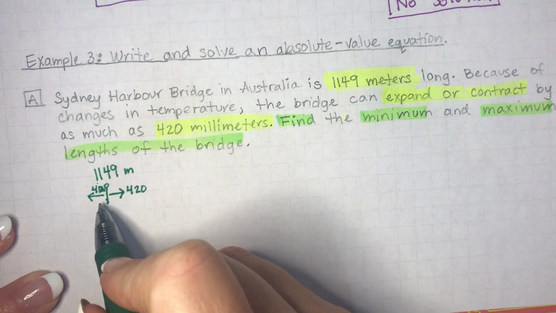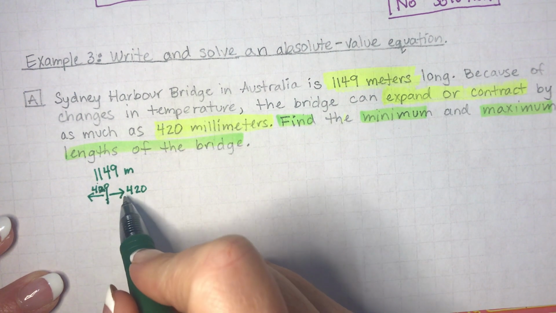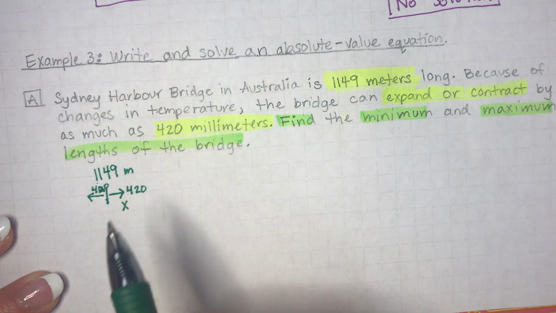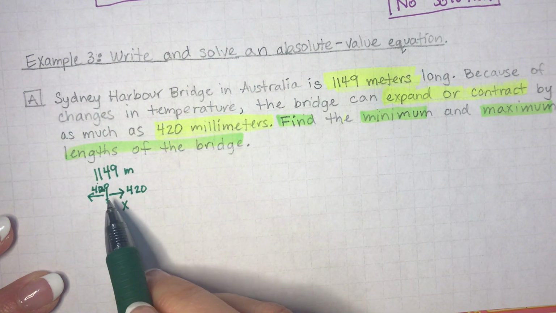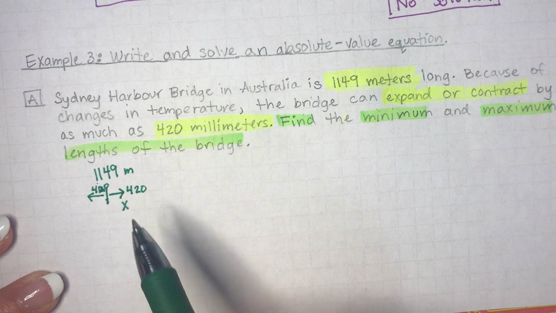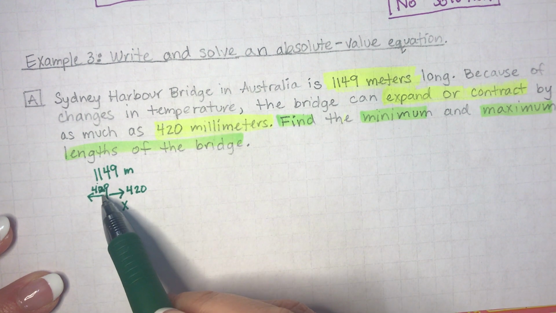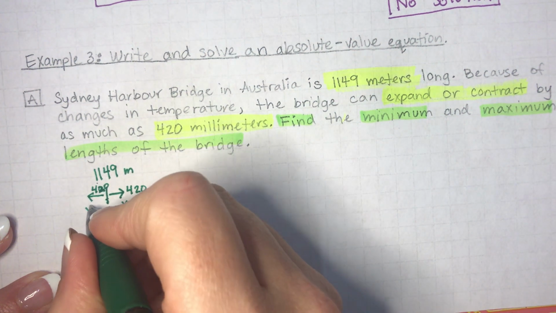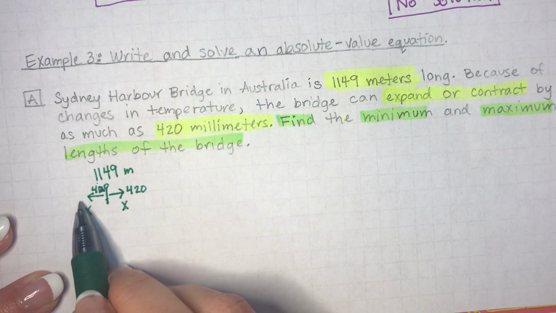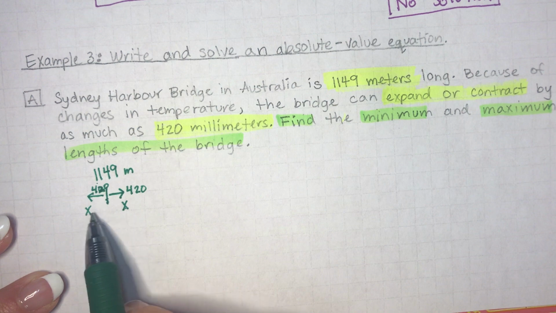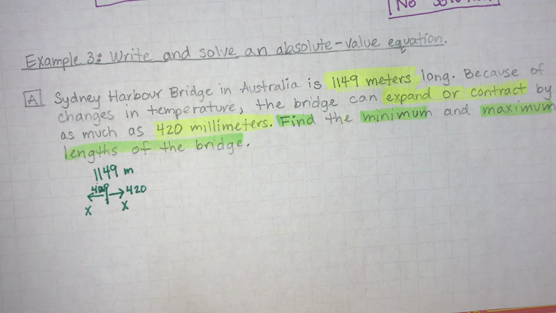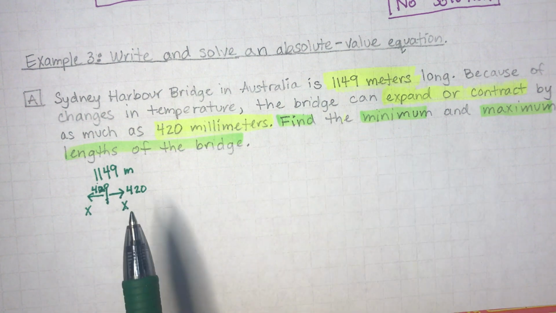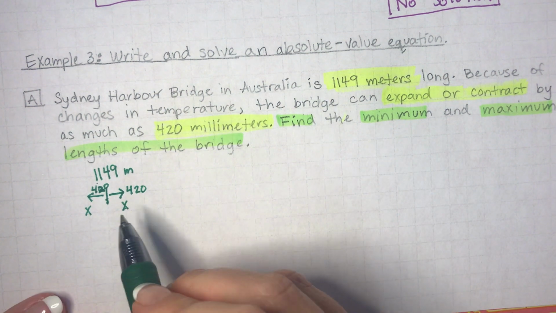Okay, so what happens is we get a new value here. When it expands, we get a new value. We don't know what that value is. We're going to call that x. Well, this would be our max, right? If it goes in the positive direction. And then when it contracts, it becomes smaller and it becomes a new value, x. This is the maximum and this is the minimum. But really, it could be any of these distances in between. But right now, we're just concerned about the max and the min. That's what they're asking us to find.